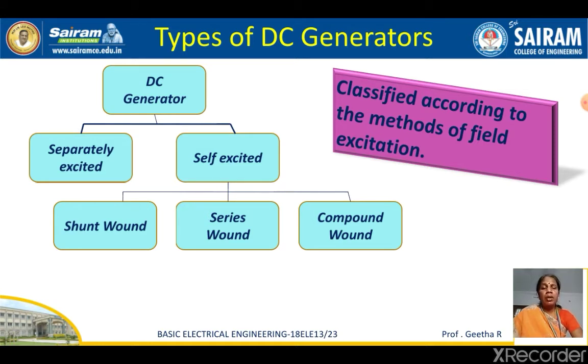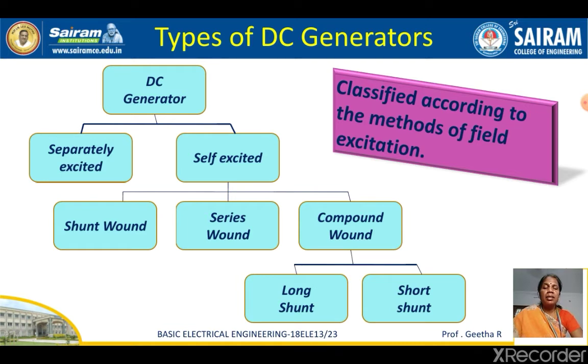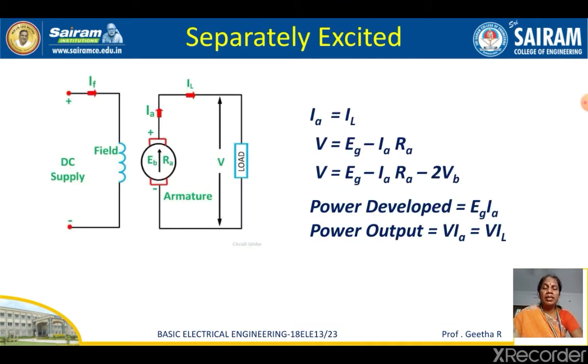Again for this compound one, depending on whether the entire field winding is shunted across, or only a portion of the winding is shunted across, accordingly it is called long shunt or short shunt. That's all about the different types of the DC generator. We will see one by one, and also the relationship between the induced EMF and the terminal voltage.